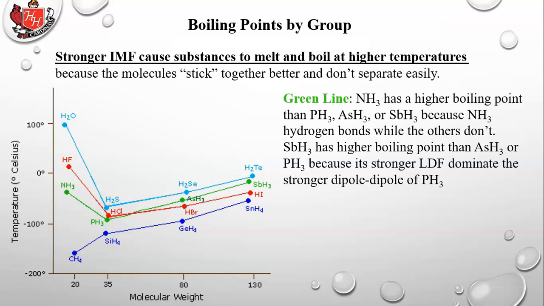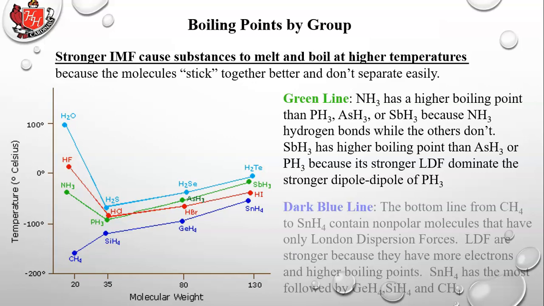Again, nitrogen, oxygen, and fluorine are the only three elements that can hydrogen bond. And again, all four of these compounds are in the same group. So nitrogen, phosphorus, As, and Sb are all in the same column together. So these are comparable compounds. They all four bond with three hydrogens. Now SbH3 has a higher boiling point than AsH3 or PH3 because stronger London dispersion forces dominate the stronger dipole-dipole of PH3. So it's the same explanation as we've seen throughout this lesson. London dispersion forces are winning the battle against dipole-dipole.